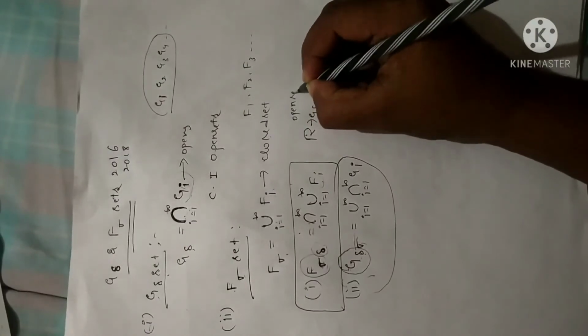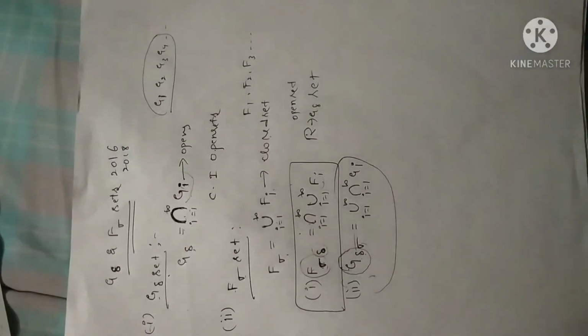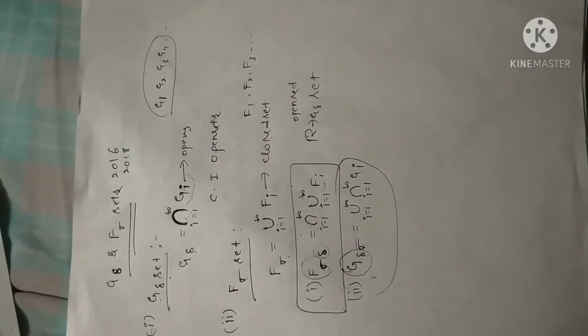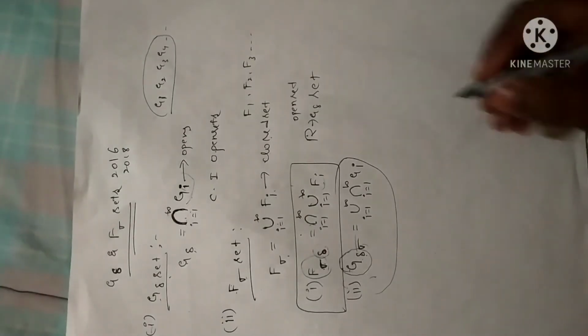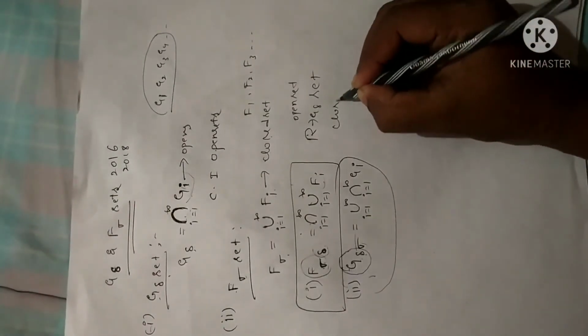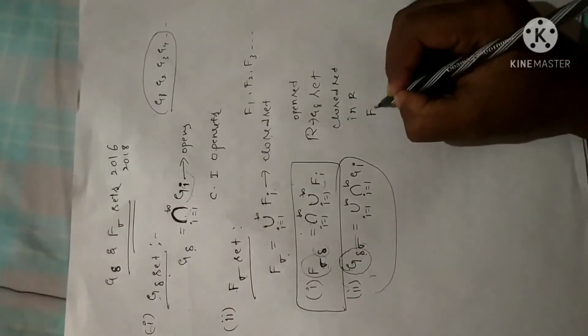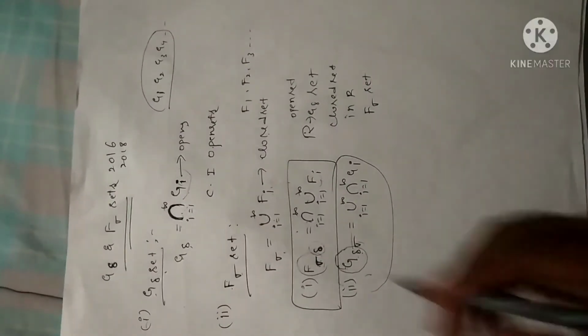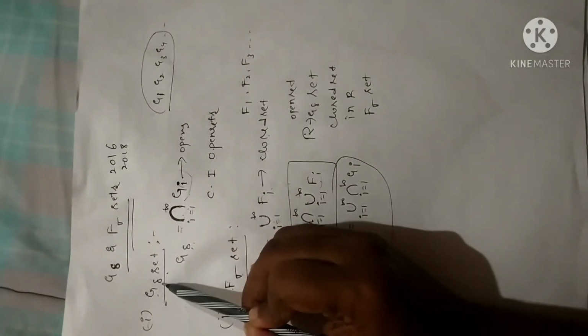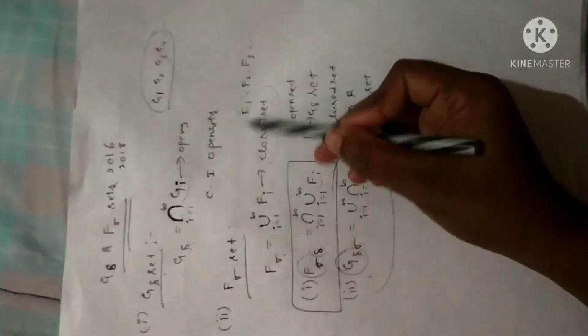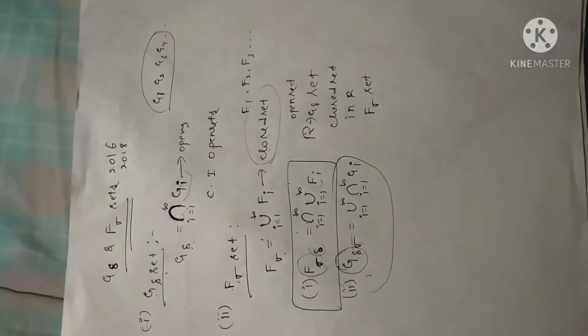Every open set in R is a G delta set. It is just one of the examples, or I can say properties also. And every closed set in R is one of the examples for an F sigma set. Every open set in R is a G delta set. Every closed set in R is an F sigma set.